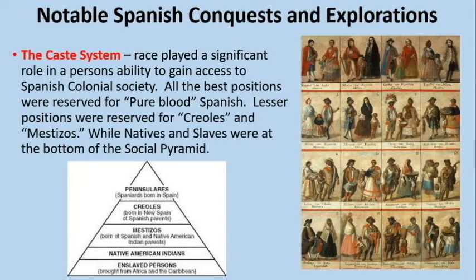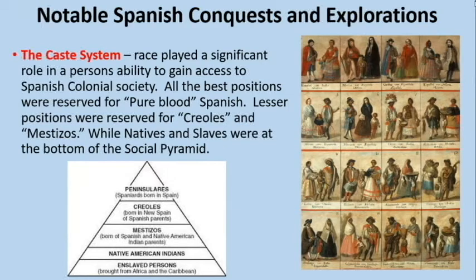Also notable in the Spanish conquest and civilization at this time, especially in the New World, is the caste system. Race played a very significant factor in a person's ability to gain access to Spanish colonial society. All the best positions were reserved for quote-unquote pure-blood Spanish, those peninsulares. Sometimes even lesser positions were reserved for Creoles, those who were born in New Spain of Spanish parents. So they were pure blood, but they weren't peninsulares. After that, we have the mestizos, the natives, and the slaves.